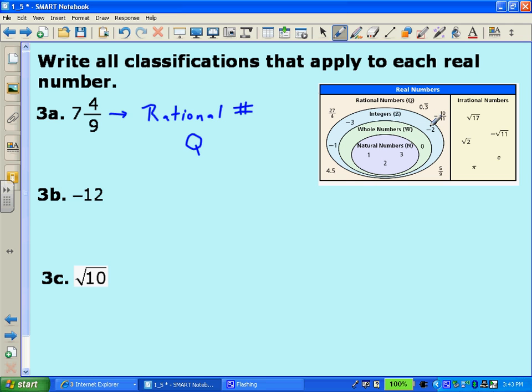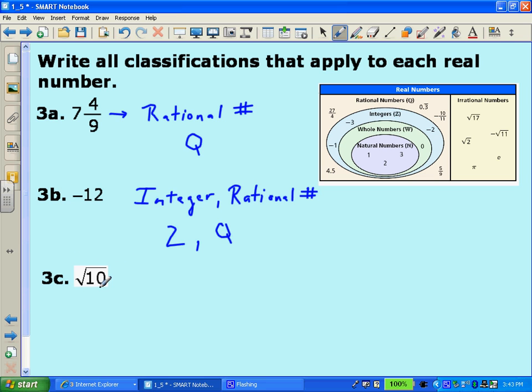Okay, next one I have negative 12. Okay, well we know the natural numbers and the whole numbers can't be negatives, so that would lead us into the integers. So negative 12 is an integer. Now one thing that's important is to know that when you classify a number, it's that classification along with every classification above it in our chart. So if something's an integer, it is also a rational number, because those all fit together. And again, if I remember my abbreviations, I could write Z and Q.